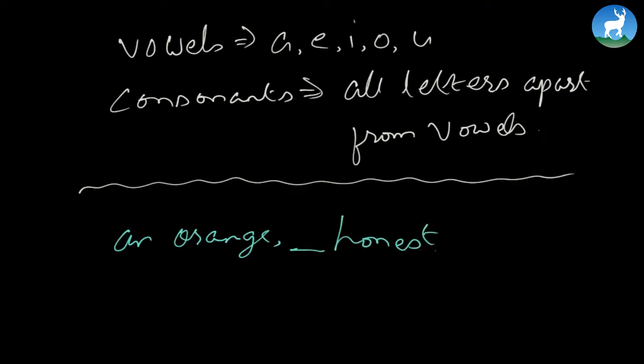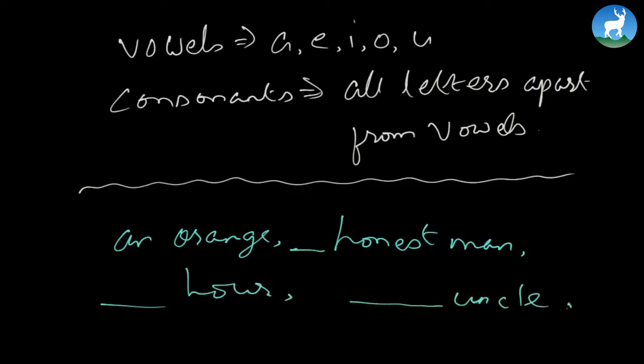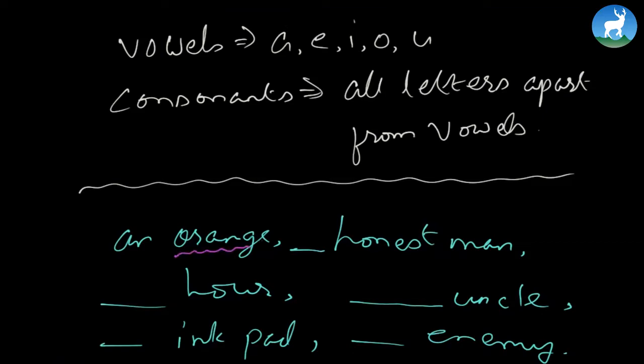How about honest? Figure it out yourself. How about hour? You can figure it out yourself. Uncle? Figure it out yourself. Finally, let's fill in what the words actually are. An orange, remember the first sound, the phonic sound, the very first sound of the word orange. Alright? That's why it's A, E, I, O, U. So focus on the words, how we pronounce it. Orange. Alright? So an orange.